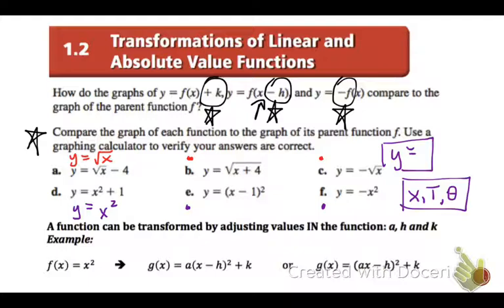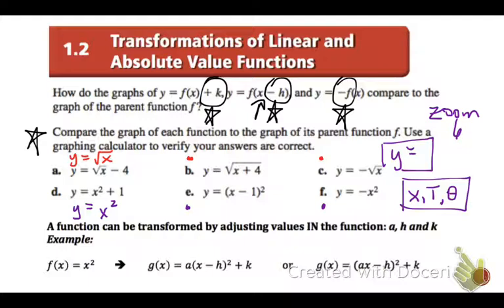Now, to make sure that you've got a good window, at the very top row of keys, you're going to press your zoom button. And then you're going to press number 6, and that will give you a standard window. Now you should see 2 graphs. The first one will start at the origin and kind of curve off to the right. The second one will be in a different location. So what happens when you subtract 4 out at the end of that square root function?